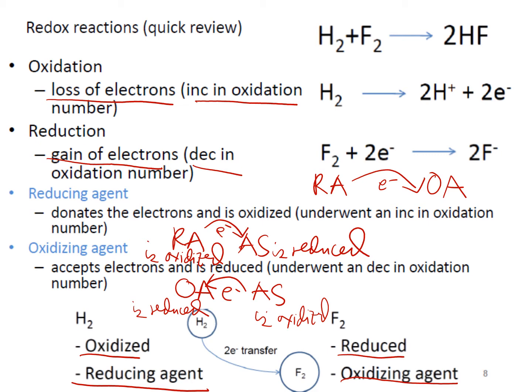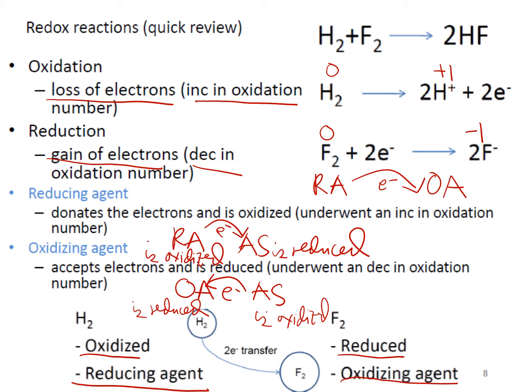So if you look at our example here, okay, our example H2 plus F2 forming 2HF. So basically, our hydrogen undergoes oxidation from 0, and then the oxidation number now is +1. So that's increase, right? And then our F2 undergoes reduction. So that's from 0, it's now -1. So there's a decrease. So in this case, our hydrogen, since it undergoes oxidation, okay? So our hydrogen is oxidized.